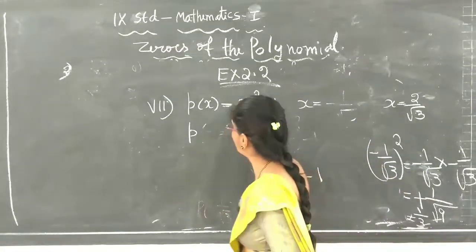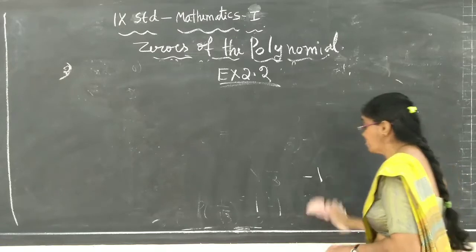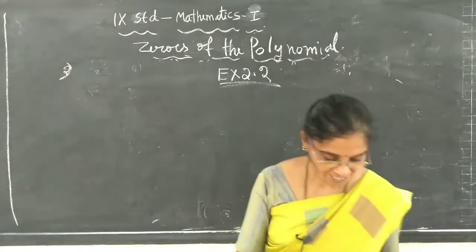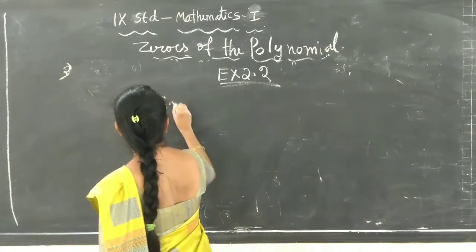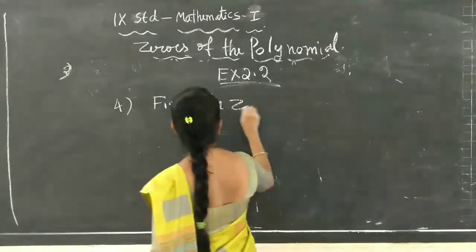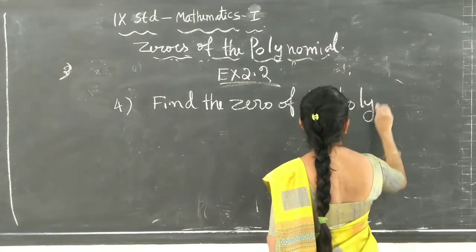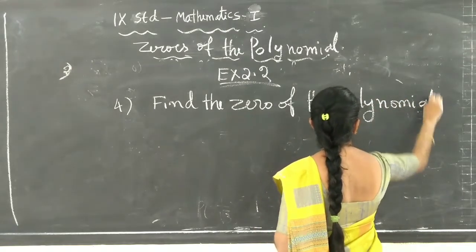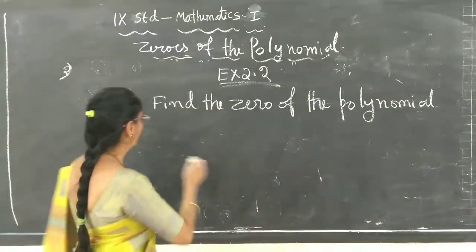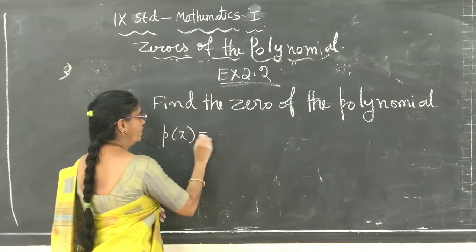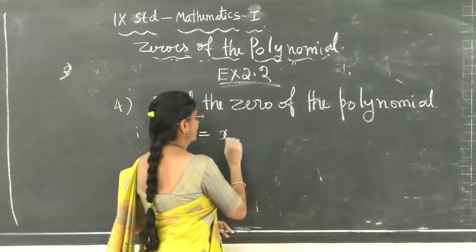How to find the 0 of the polynomial if it is not given? You have to find the 0 of the polynomial when it is not given. How to find it? I will explain, then you will do the problem. First one is p of x, the polynomial with variable x, is x plus 5.